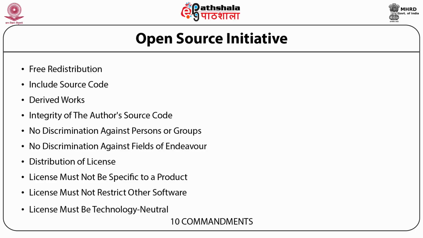It doesn't mean that when software is distributed free, there may not be a license. There could be a license because the license has to mention that this is developed as open source, so you should not sell it. This kind of licensing agreement exists. There are many popular licenses available. A license must not be specific to a product, though it can give general instructions. And generally these licenses are technology neutral. These are the main 10 commandments followed by the Open Source Initiative.